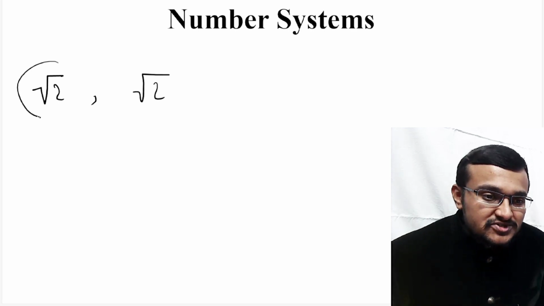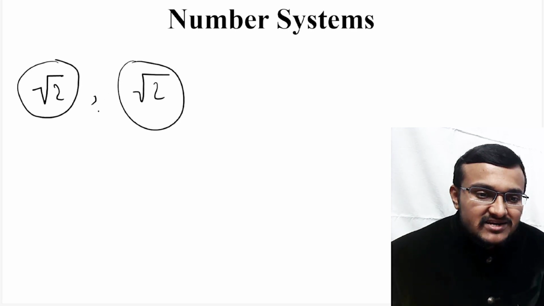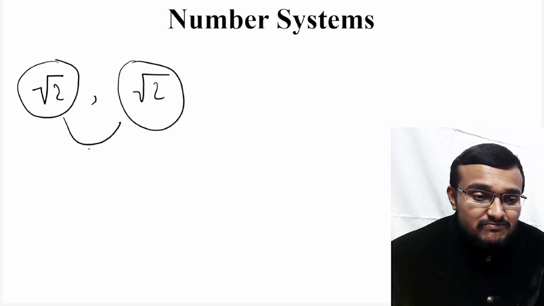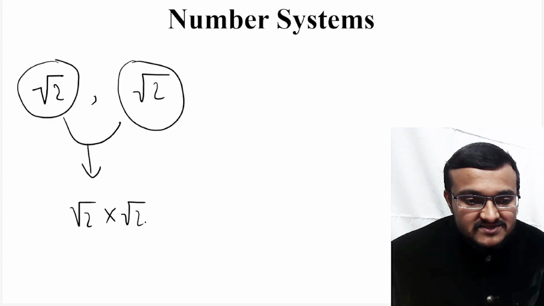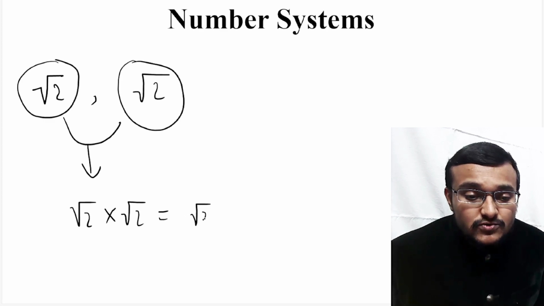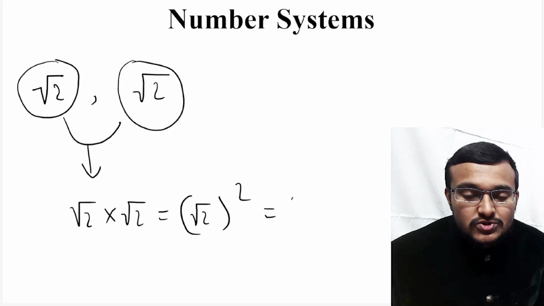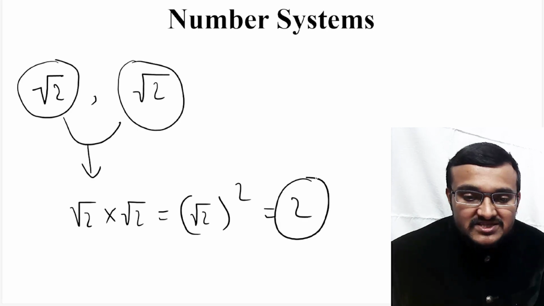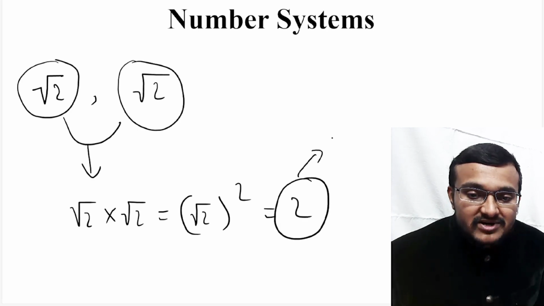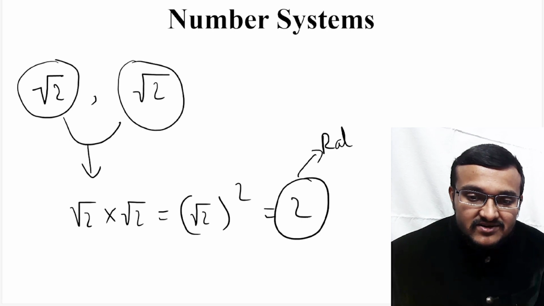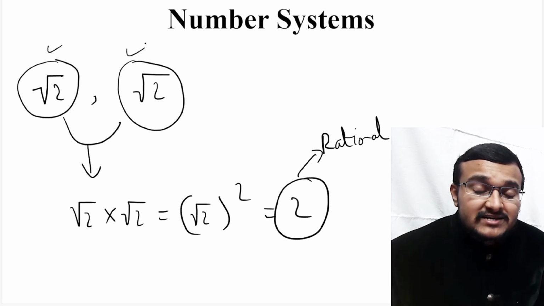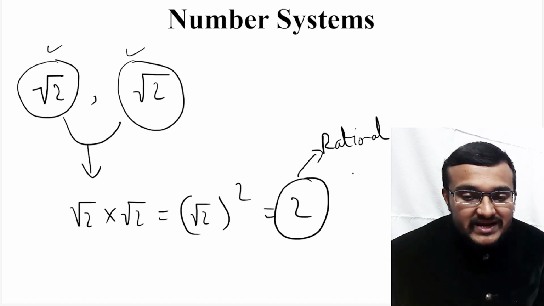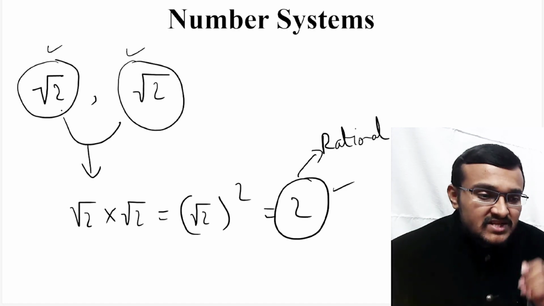Root 2 is an irrational number and root 2 is also an irrational number. When I multiply these two irrational numbers, root 2 into root 2 is equal to root 2 whole square. Root 2 whole square is 2. So 2 means we are getting a rational number. So you are multiplying two irrational numbers to get a rational number.